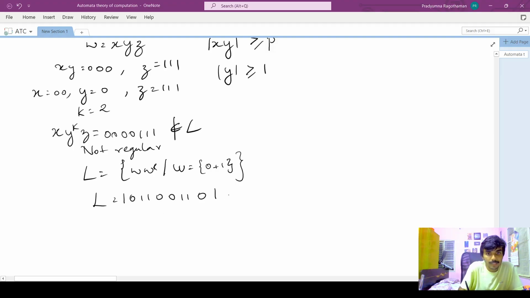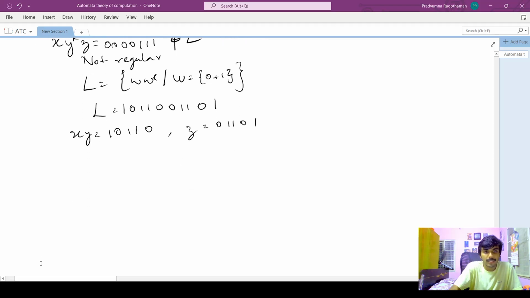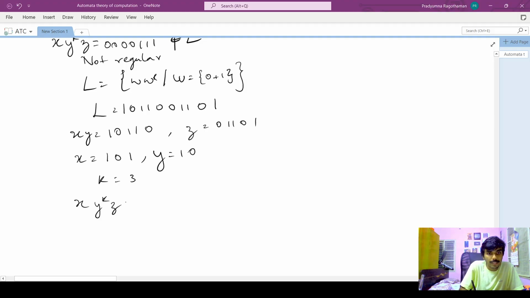Now let us divide this into xyz. It is just our wish how we divide this string. Let x be 1 0 1 and let y be 1 0, right? And let k be 3 this time. So x y^k z is equal to 1 0 1 and 1 0 repeated 3 times, and 0 1 1 0 1.